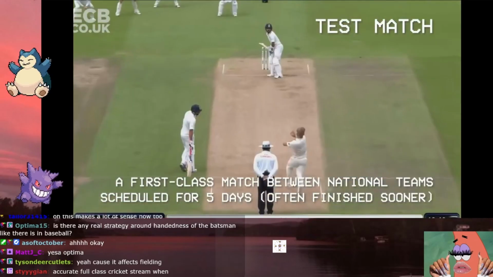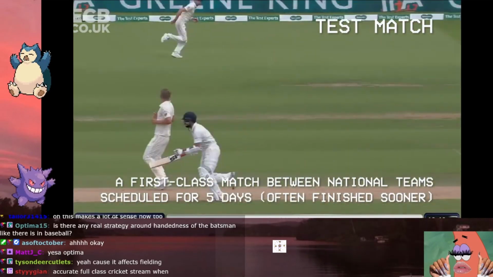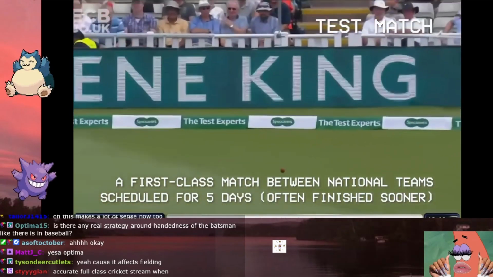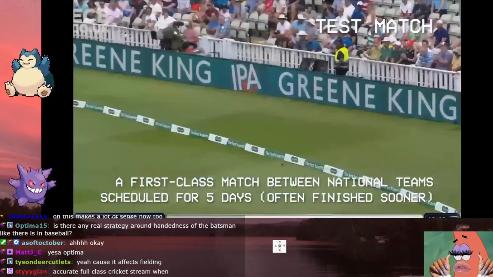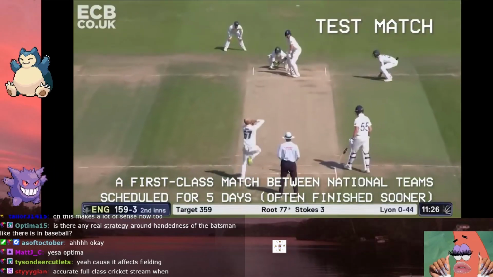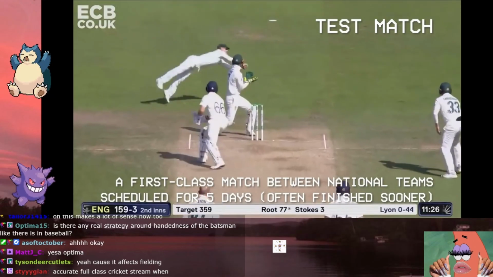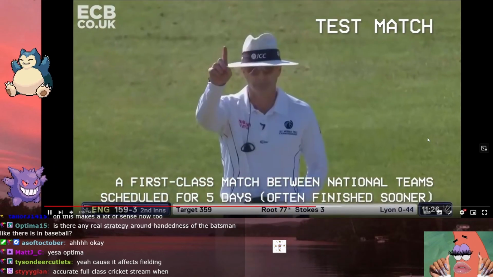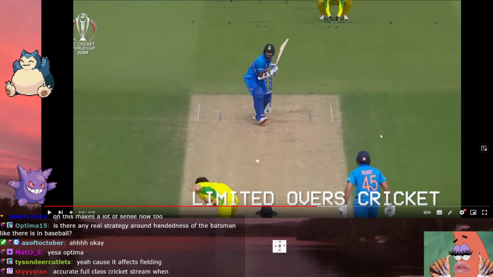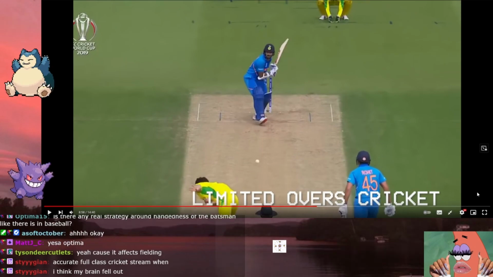Unless the team that goes second scores more runs than the team that went first, in which case they don't have to actually finish their entire innings. They just win the game. That was very simplified. The rules governing test matches could be their own 15-minute video. I don't think there's actually that much more to go into with test match cricket.